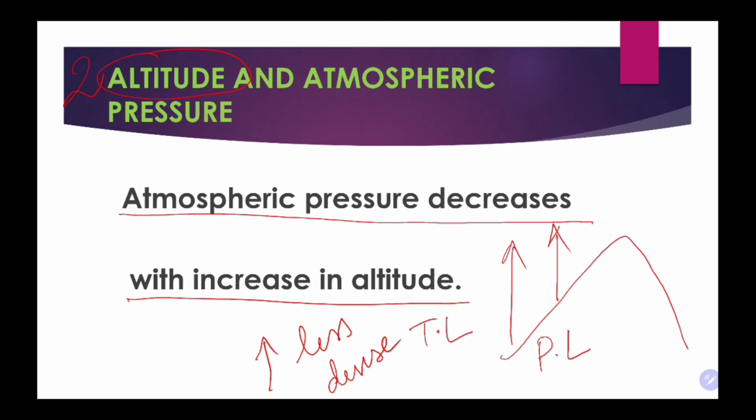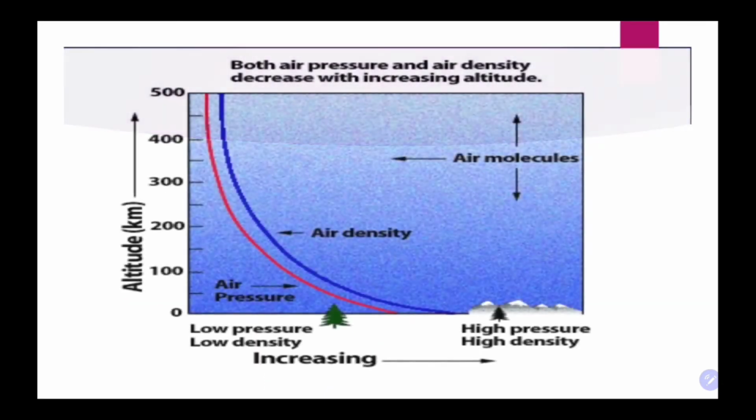And as the air is less dense, the temperature is also less, because temperature is the degree of hotness and coldness of the air. So if the air is less, definitely the temperature will also reduce with height. So this is how altitude and atmospheric pressure are related. We can see this diagram.